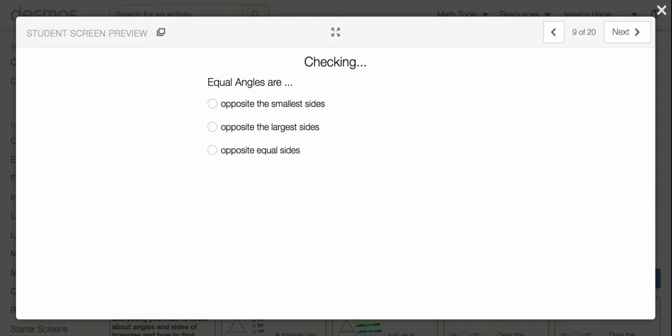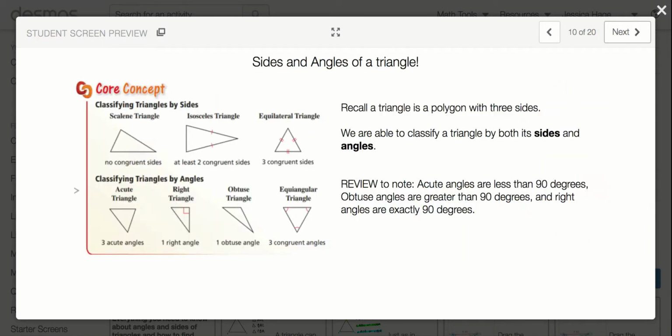Slide 9. Now this was not talked about, but we sort of have to apply our thinking if we have equal angles, like an equilateral triangle or an equiangular triangle, or any triangle that has equal angles to it. Are those opposite the smallest, opposite the largest, or opposite equal sides? Those would be opposite equal sides. And we see that with equilateral triangles and isosceles triangles. So if we have an isosceles triangle with equal sides, then those angles that are opposite are going to be equal.